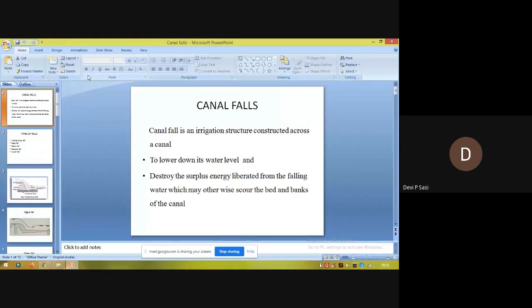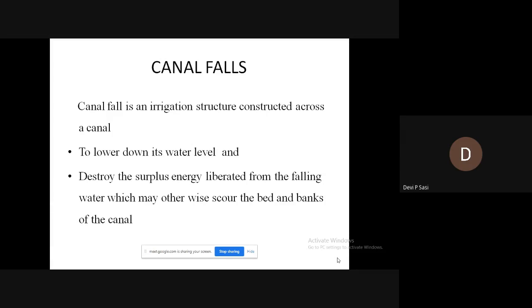Today we are going to deal with canal faults. A canal fault is an irrigation structure which is constructed across a canal, and it serves two purposes. The first one is to lower the level of water.